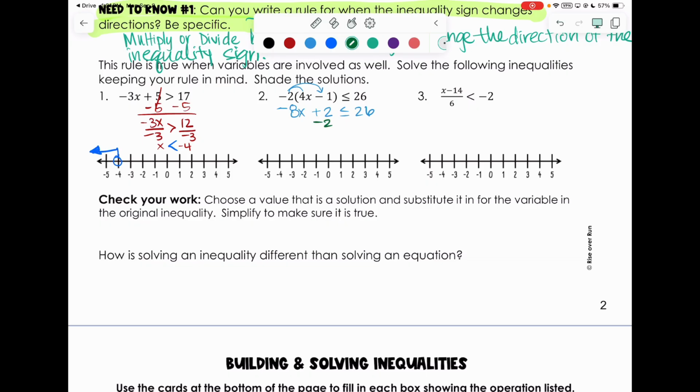So we're gonna subtract 2 here, and we end up getting 24 is less than or equal to negative 8x, right? Sorry, the other way. 24 is greater than or equal to negative 8x. So we divide both sides by negative 8, not negative 8x. We're dividing by negative 8. Then we get x is less than or equal to, or greater than or equal to, negative 3.